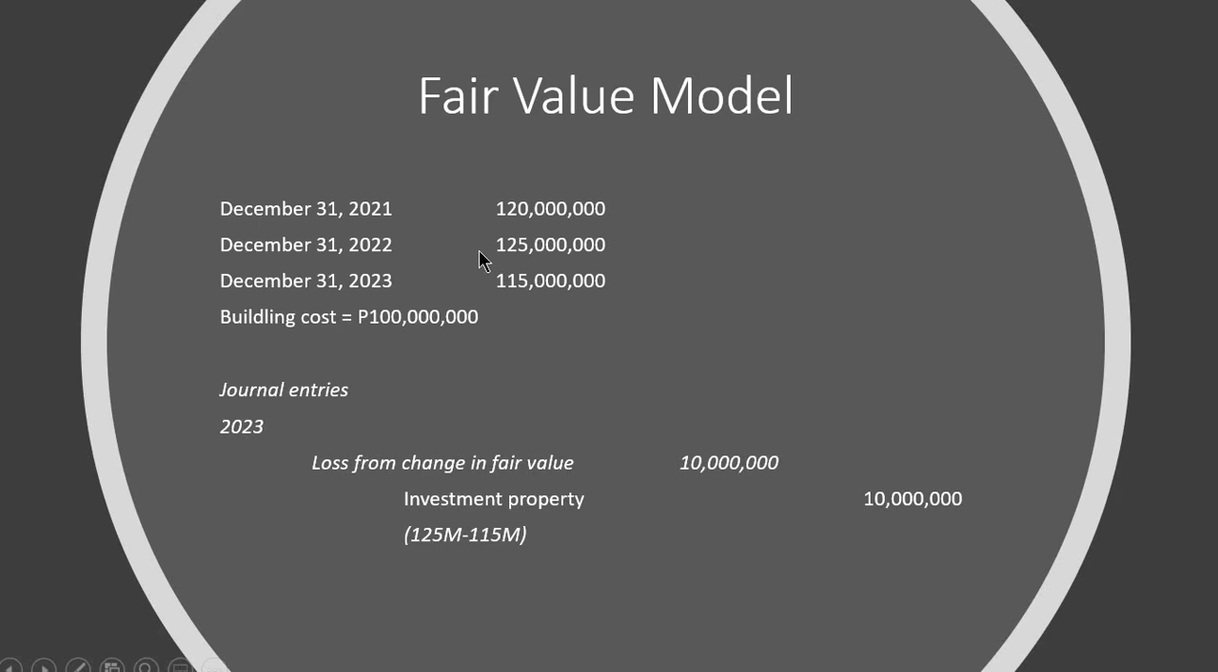So, there is a decrease in the value. By how much? 10 million. So dahil nag-decrease ang value by 10 million, the 10 million decrease is loss from change in fair value for 10 million, and a credit to investment property for 10 million. That's 125 million minus 115 million. Okay? That's cost model and fair value model.